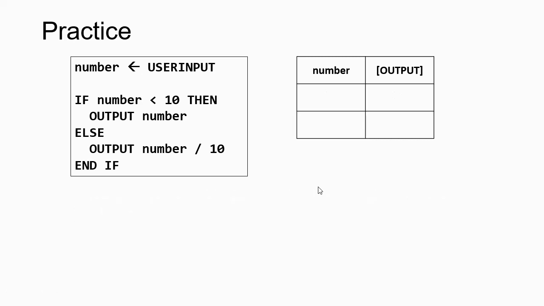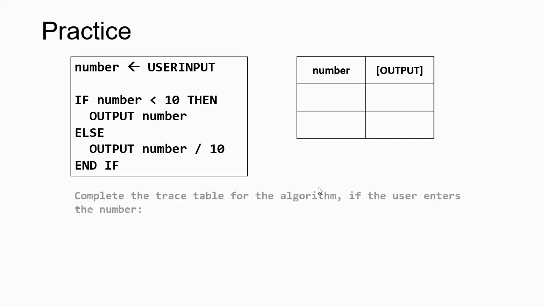Okay, so just one more example for this. Same code again, potentially a slightly trickier one. So complete the trace table, same code. This time, if the user enters the number 10. So again, you can pause the video, and then in a couple of seconds, we'll run through the answer.